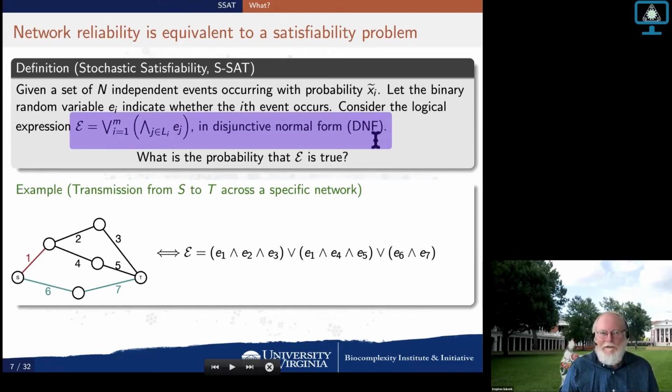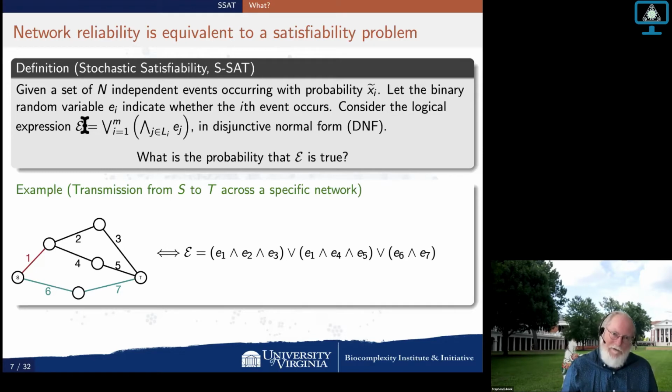Then the question is, the stochastic satisfiability question is, what's the probability that this expression is true? The deterministic satisfiability problem is something like counting the number of assignments that will make that expression true. In this case, you're counting the number of assignments, but they're all weighted by some probability of being true. So you get an expected value that this thing is true.